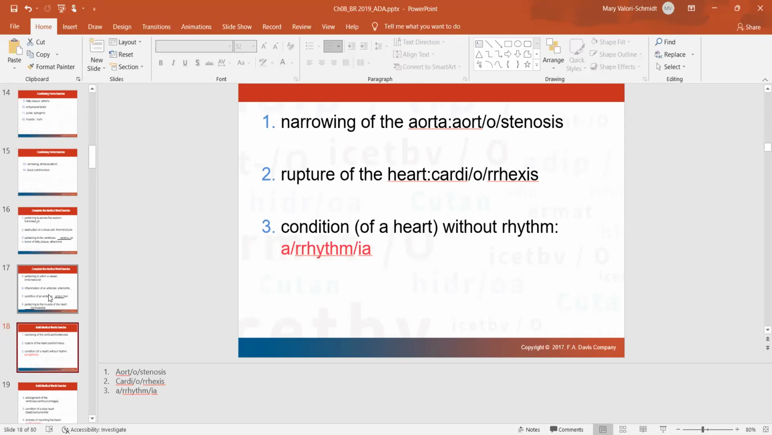And condition of a heart without rhythm. That doesn't mean it's not beating, just to be clear. I don't really like the way that's worded. It means it's not a regular rhythm. That is an arrhythmia, right? Because a means without. So it doesn't have a rhythm. It's all over the place like a jazz band.